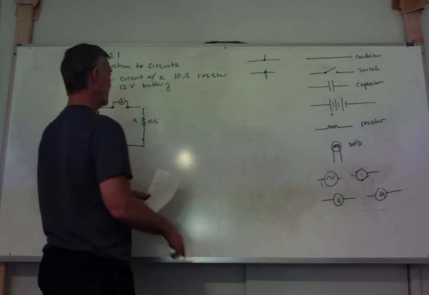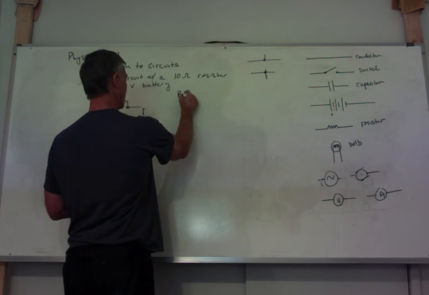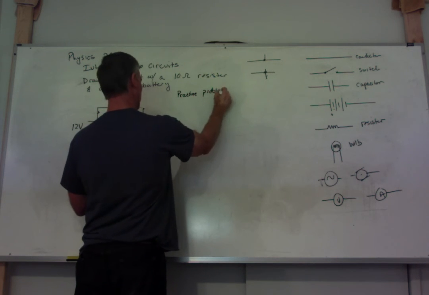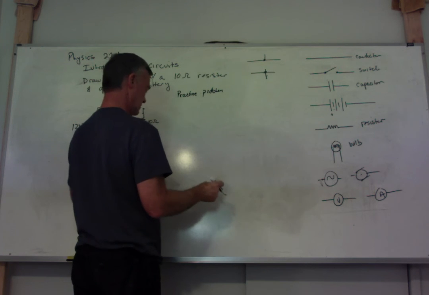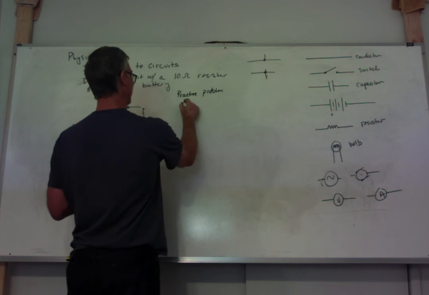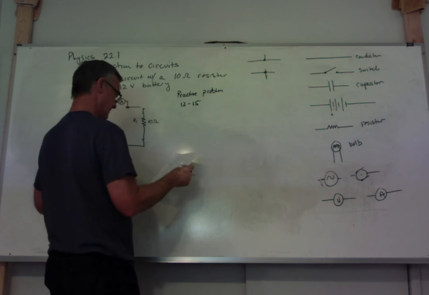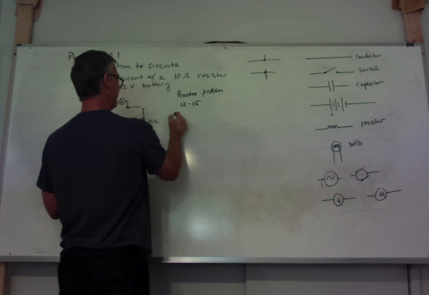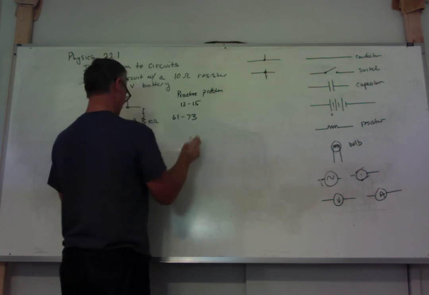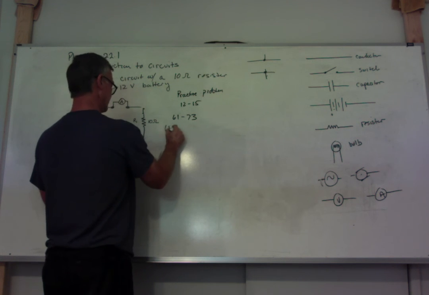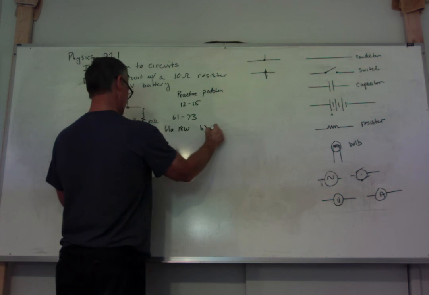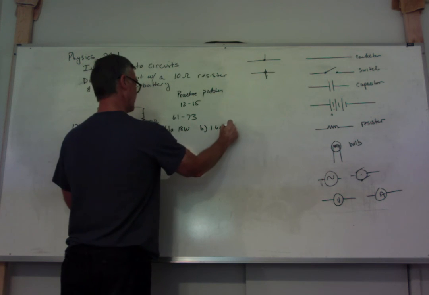What I would like you to try on here in the book would be practice problems. Did I write those down? Practice problems 12 through 15. Now I know there's two of them you won't have the answers to, but we can look at those later. And then problems 61 through 73 at the back of the book. And let me give you the answers for those. 61A is 18 watts. 61B is 1.6 times 10 to the 4 joules.